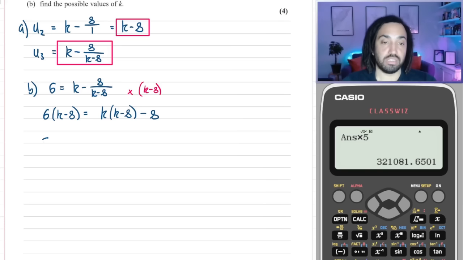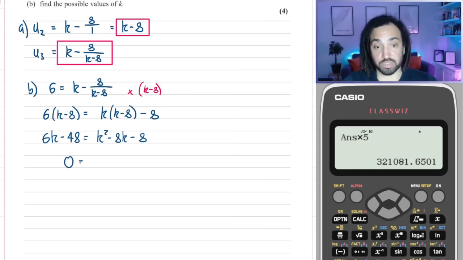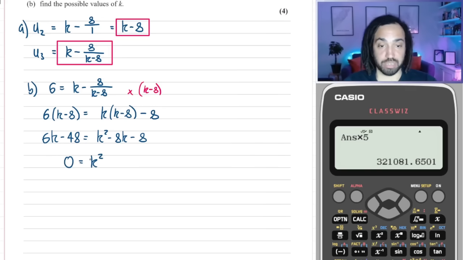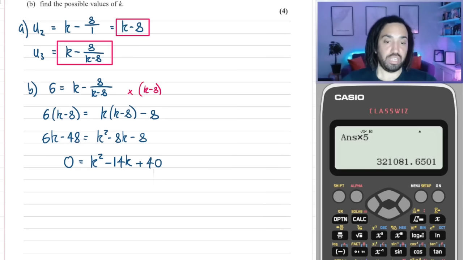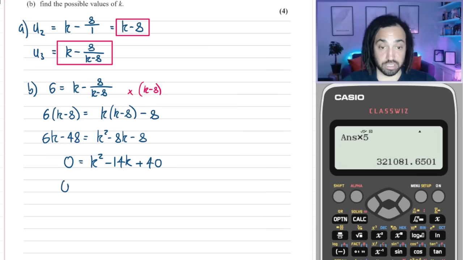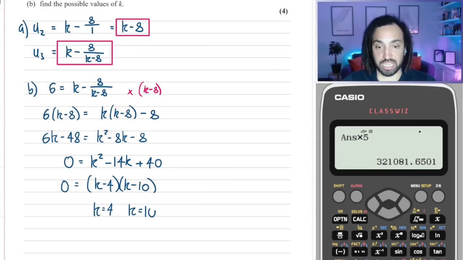Perfect. So now let's expand the brackets on this side as well. Let's bring it all over to one side. We'll bring it all over to the right side because that's the side with the k squared in order to keep that positive. So minus 6k gives me minus 14k. Add 48 gives me plus 40. Okay, does that factorize? I think it does. So I think that is k minus 4, k minus 10. Which gives us k is equal to 4 and k is equal to 10.